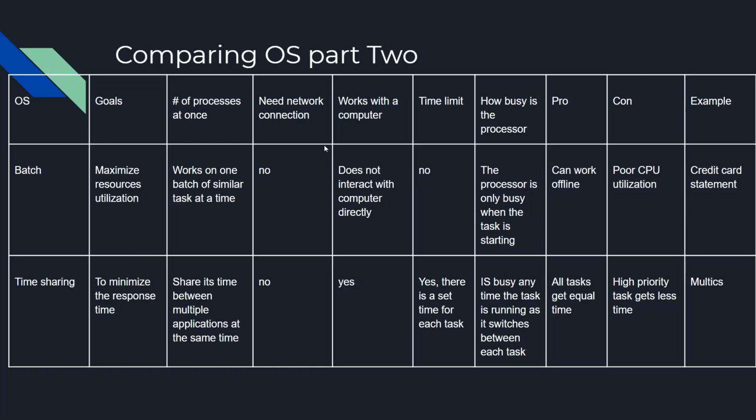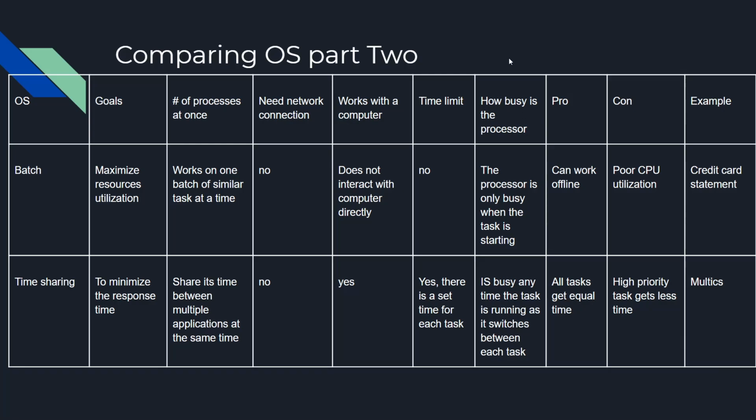Like batch, you don't need networking. There's really no time limit. It does not interact with the computer directly, but time sharing does. And as you can see, an example of a batch would be a credit card statement, while time sharing would be an OS that's kind of like Linux.